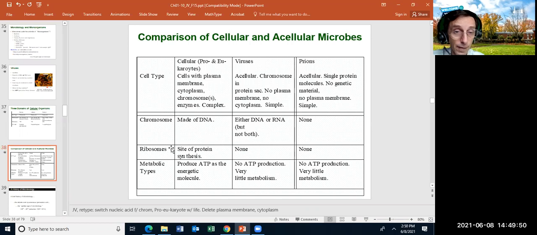All right. If we look at the genome, and I should use that word rather than chromosome, the cells have a genome that's made up of DNA. When we look at the genome of the viruses, the genome can be DNA or RNA, but it is never both.